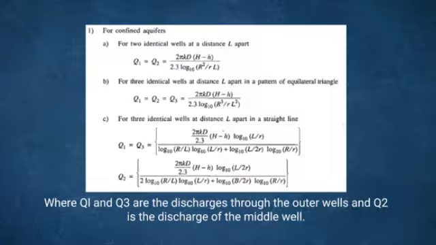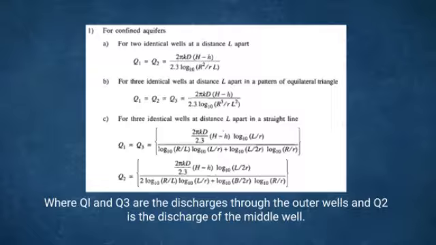For three identical wells at distance L apart in a straight line, Q1 = Q3 = 2πKD(H − h) / 2.3 × log10(RL/r) divided by [log10(R/L) × (log10(L/r) + log10(L/2r))] × log10(R/r).